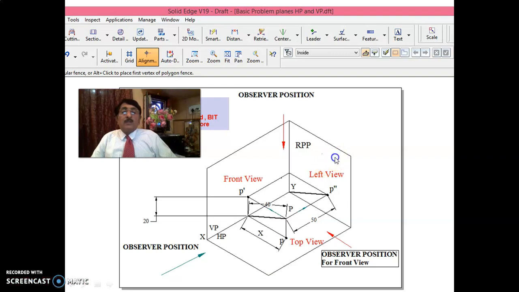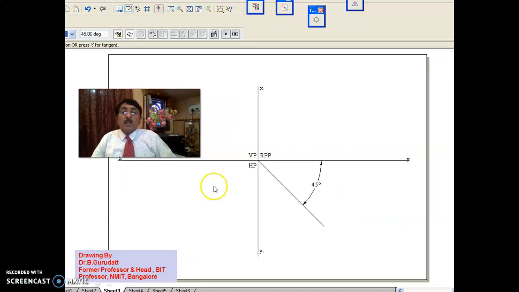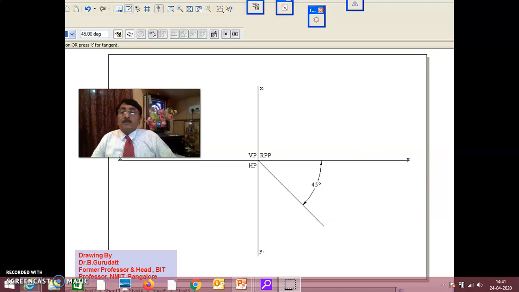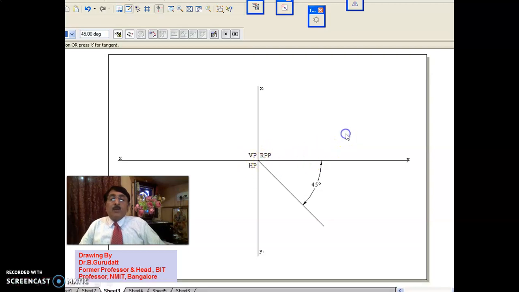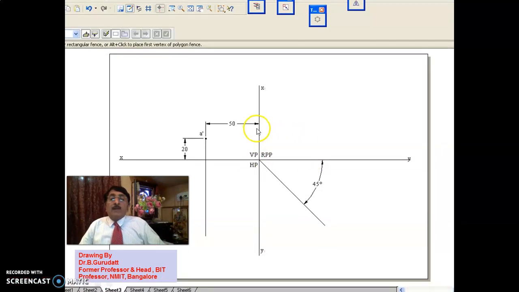Okay, now what do you do? Okay, draw XY line. Draw XY line, draw X1 Y1 line. VP, HP, RPP you do. Okay, now they are given from RPP it is 50 mm. You take 50. Take 50. And since it is given 20 mm above HP, A dash also you plot.